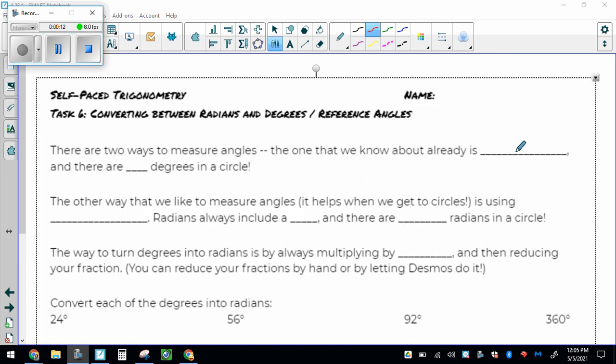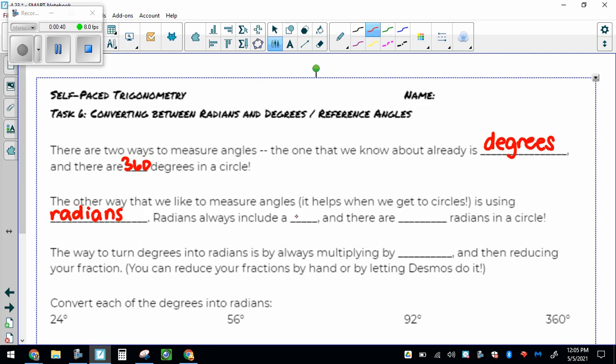The one that we know about already is degrees, right? We measure things in degrees. It can be 90 degrees, 20 degrees, 180 degrees, whatever, all right? There are 360 degrees in a circle. All right. The other way that we like to talk about angles, and it really helps when we start talking about circles, is by using radians. So these are the two ways of measuring angles, degrees or radians.